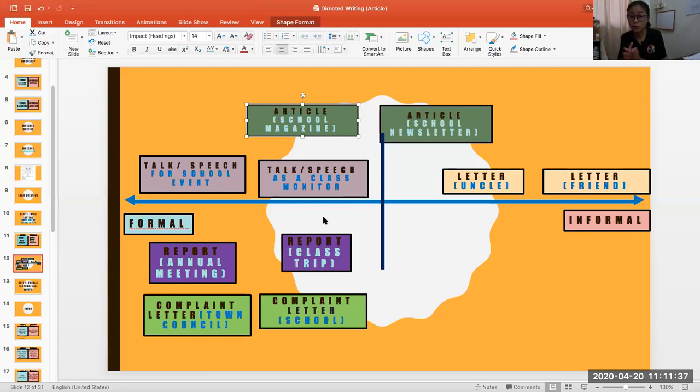Okay? So again, it's not the format. The formats are all the same. But today we're talking about the language and how formal your language is, right?